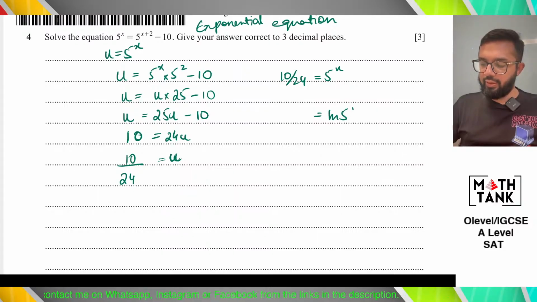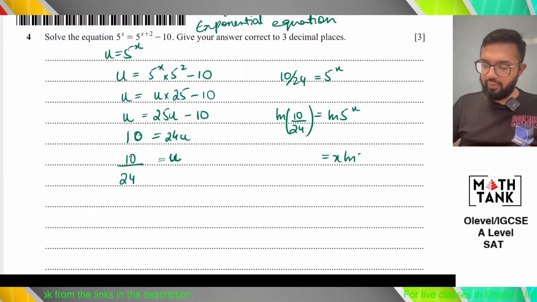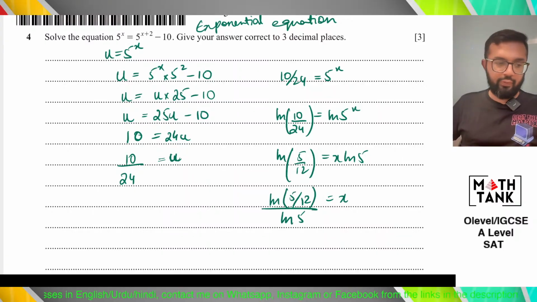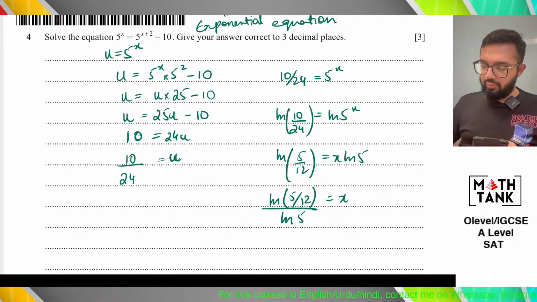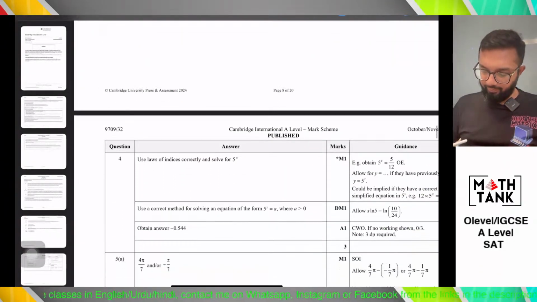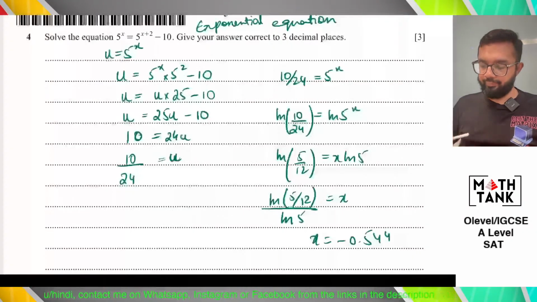I take an ln on both sides. So x ln 5, ln 10 over 24 is basically 5 over 12. So x equals ln of 5 over 12 divided by ln 5. Minus 0.544. Yep, that is the correct answer.